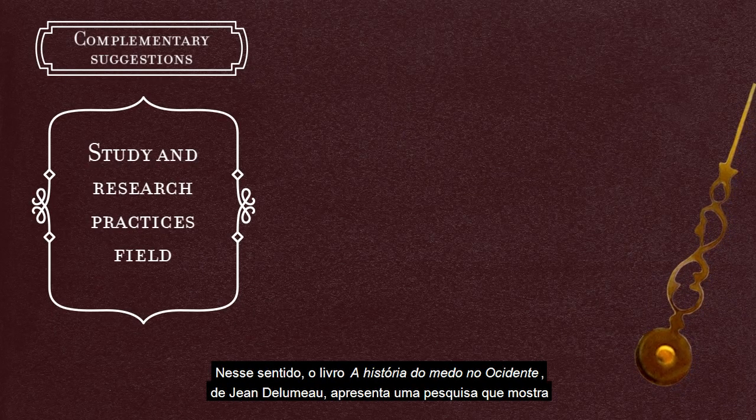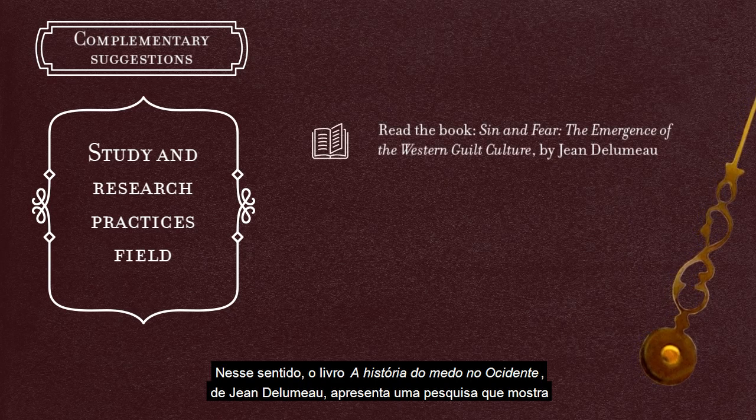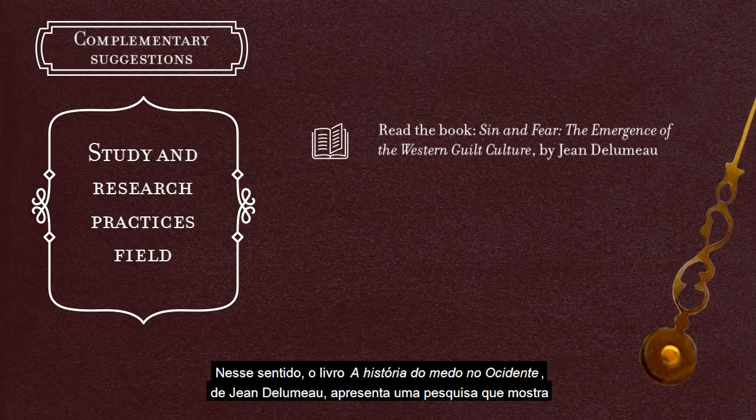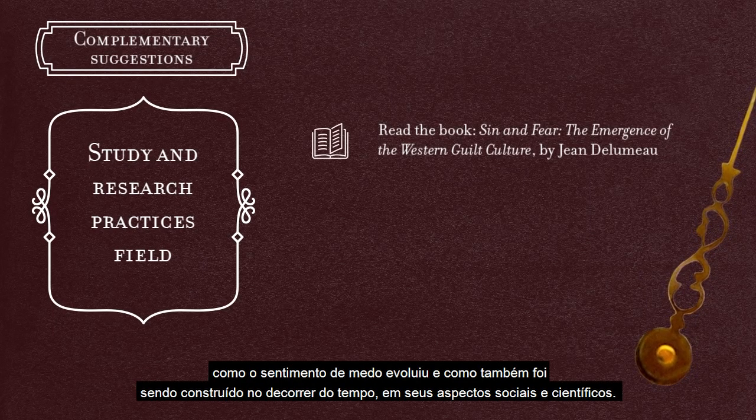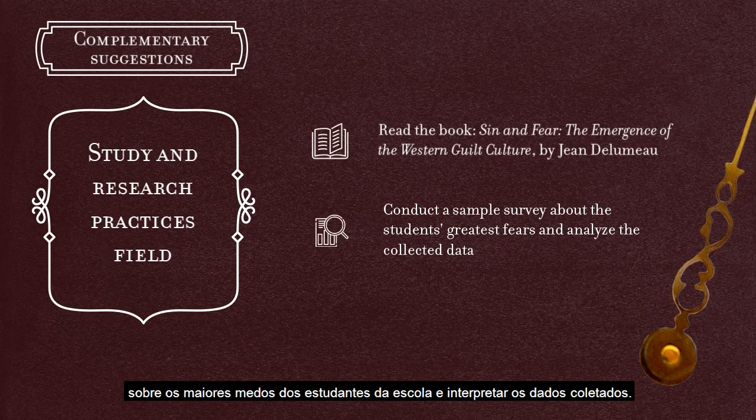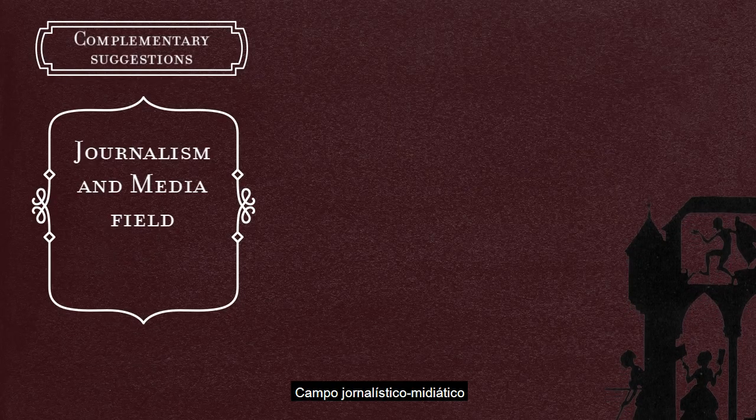In this regard, the book Sin and Fear, The Emergence of the Western Guilt Culture by Jean Delumeau presents a research that shows how the feeling of fear evolved and how it also built over time in its social and scientific aspects. From reading the book, the class can conduct a sample survey about the students' greatest fears and analyze the collected data.